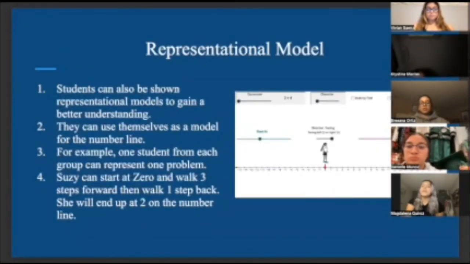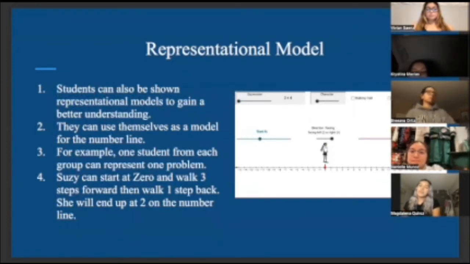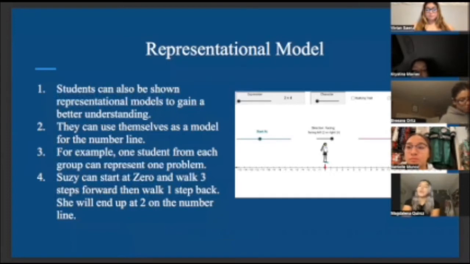Another way you could show students how to do the number line is with models, because they gain a better understanding from that. They can use themselves as a model for the number line. For example, you can have a student start at 0 and walk 3 steps forward, then 1 step back. That student will end up on the number 2 on the number line. Have students go over this with little problems given to them so they can visually see it. If they are struggling with writing it down, they can physically do it themselves. It's a really good representative model.